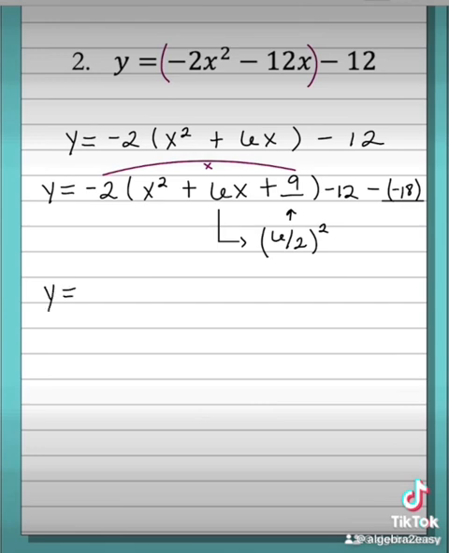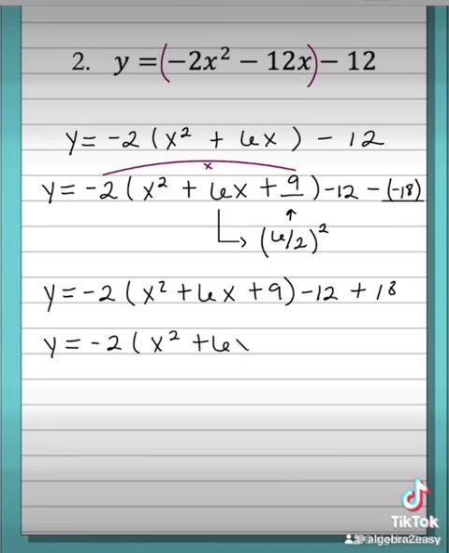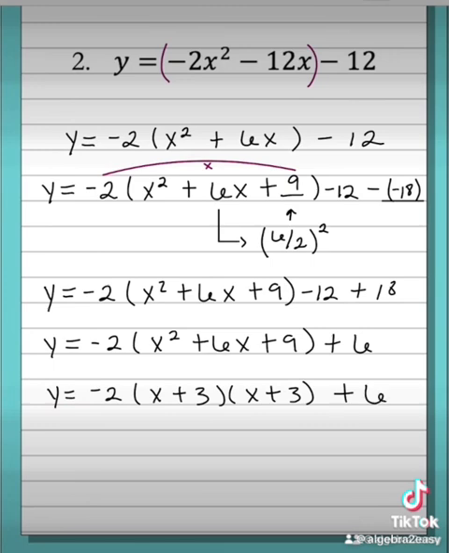Now if we clean this up, we have y equals negative 2 times x squared plus 6x plus 9, and then we have negative 12 plus 18, because we have that double negative here we have to take care of. And then negative 12 plus 18 gives me positive 6. So now we need to figure out what two numbers multiply to give me 9, but add to give me 6. If we factor that quadratic, we get x plus 3 times x plus 3. And then we have our plus 6 on the outside.